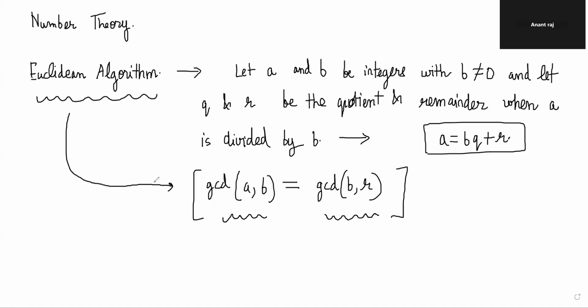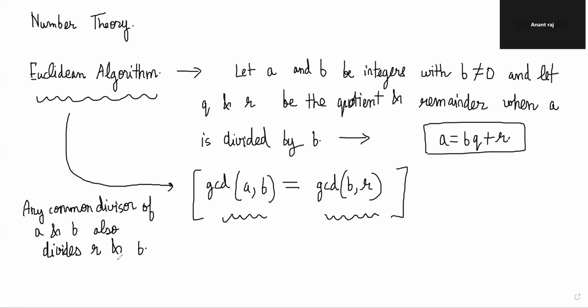Now, how do we prove this? We can say that any common divisor of A and B also divides R and B. Obviously, it's a common divisor of B, so it will always divide B, but it also divides R because A minus BQ is equal to R. If it's a common divisor of A and B, then that number divides this part and also divides this part, so it has to divide R, right?